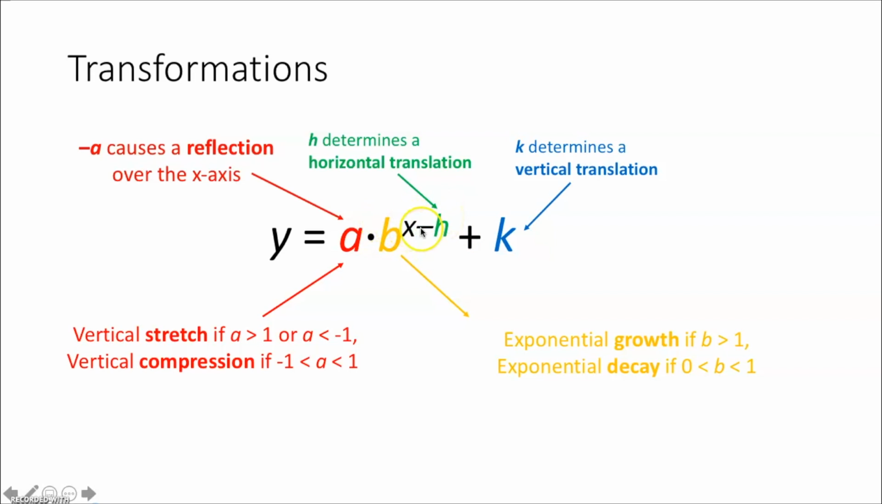Now the issue here is this X minus H. That means that it's basically going to be the opposite of whatever you see. So if you have B to the X plus 1, that's an H value of -1. If you have B to the X minus 5, that's an H value of 5. So you have to determine that, and we'll practice that a bunch, so don't worry about that. Your K value determines how much to vertically translate your parent function. K, whatever's added on or subtracted on at the end, that's going to tell you how much to shift your graph up or down.